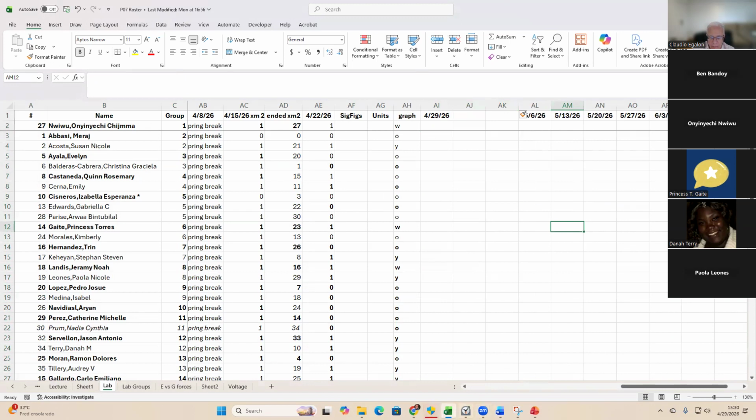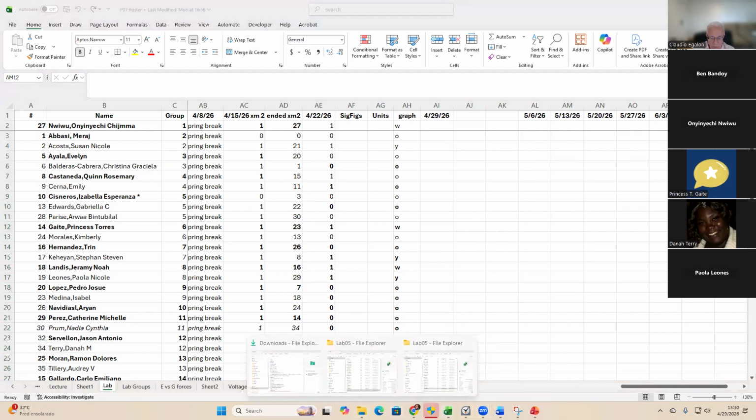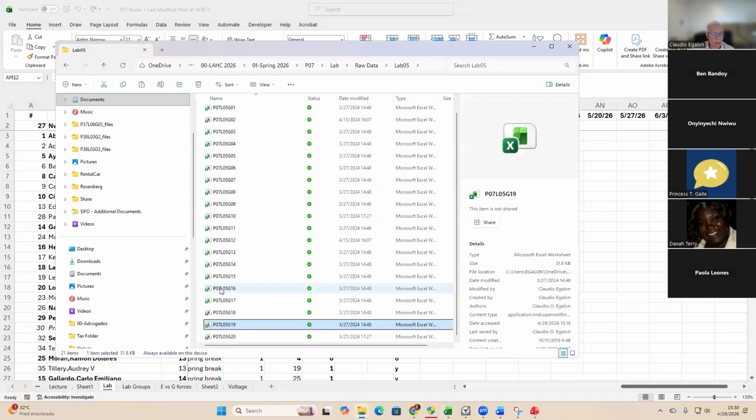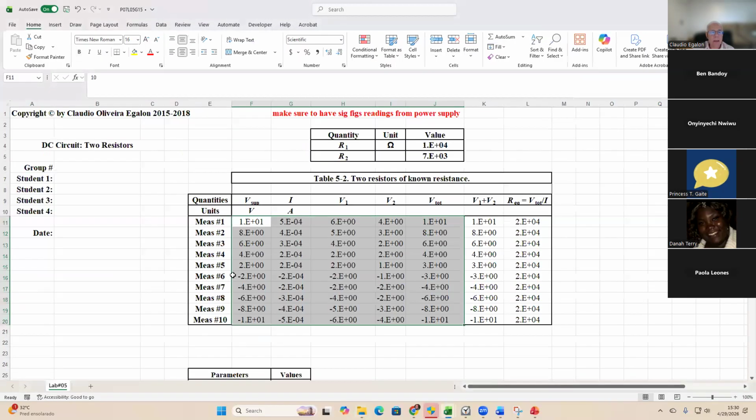Let's open one of the spreadsheets. Each group has its own. Let's get group 15, right? Here is the spreadsheet that you should look at.